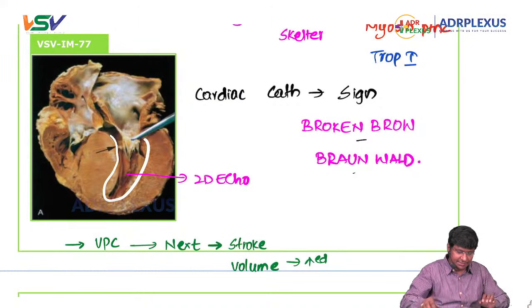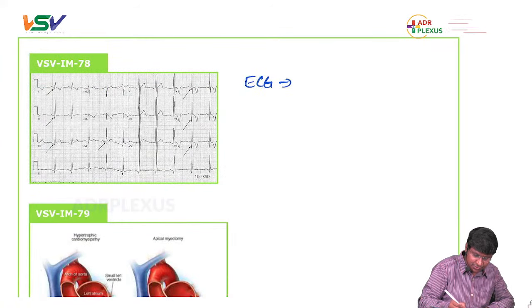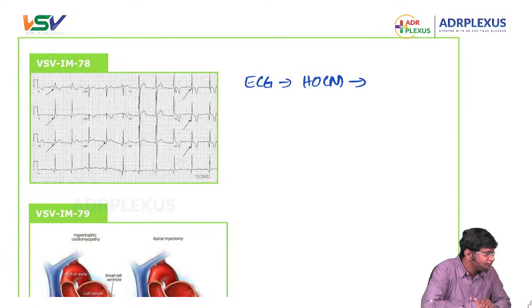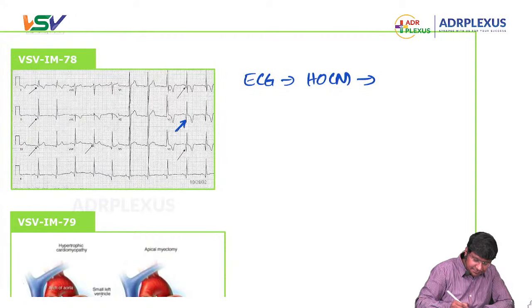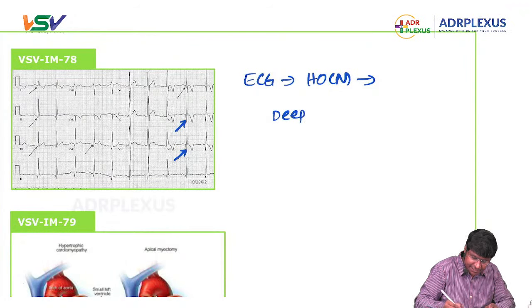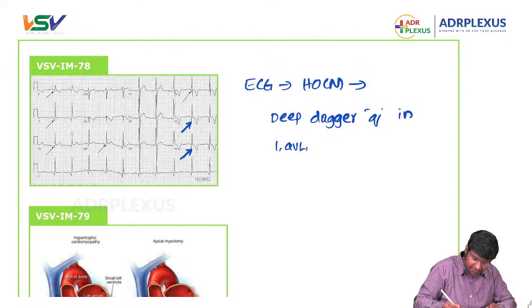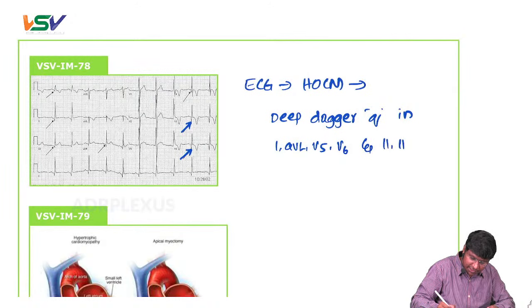Right, next. Now this will be the ECG in patients with HOCM. Can anyone describe the ECG in patients with HOCM? What is it that you will observe? So ECG, very good. You will have deep dagger shaped Q waves in 1, AVL, V5 and V6, right? And also observed in 2, 3 and AVF.